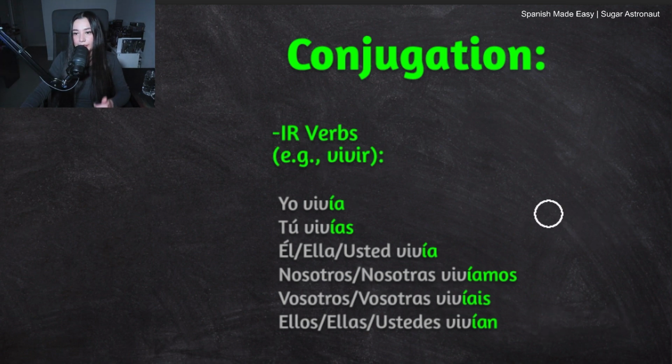Interesting. So if you want to conjugate verbs ending in IR, sorry, you can do this if the verb is regular. So you just need to remove this and replace that with these endings. Okay? Easy, easy, easy.